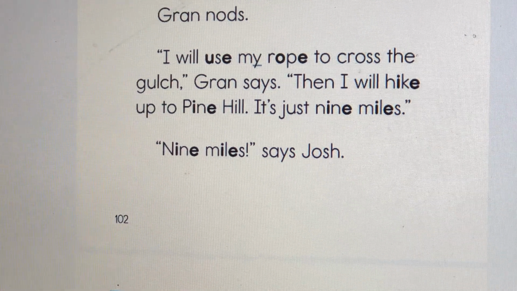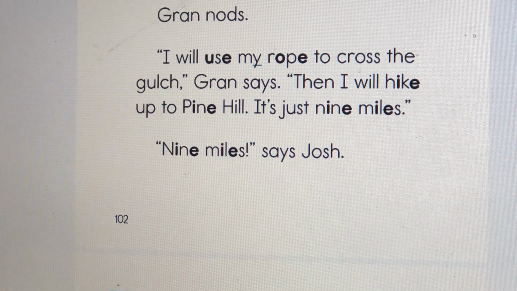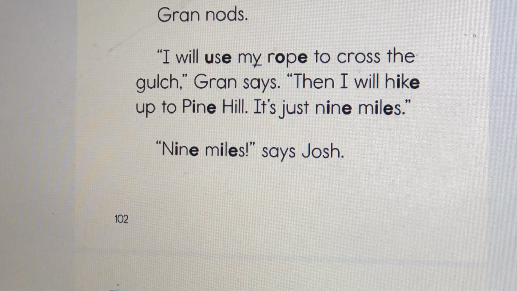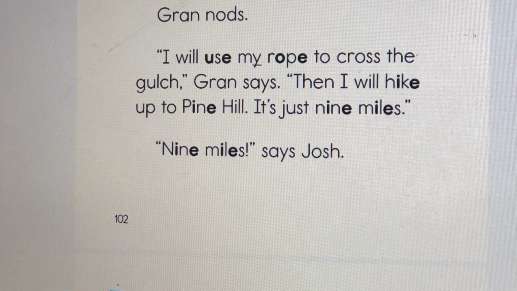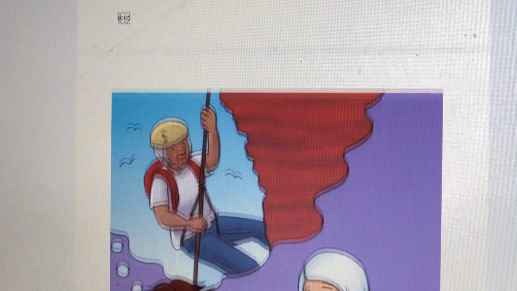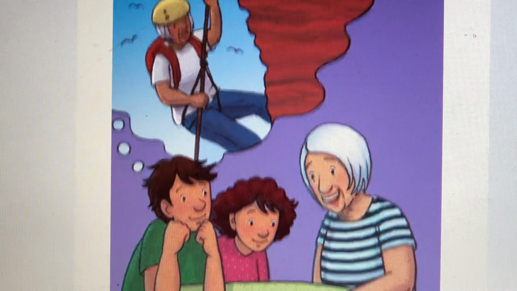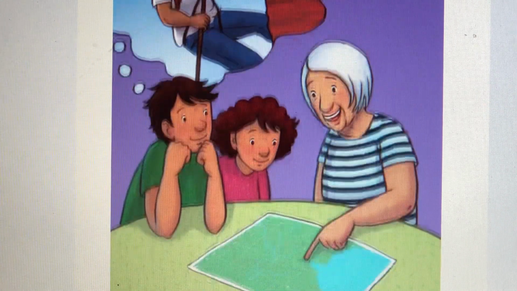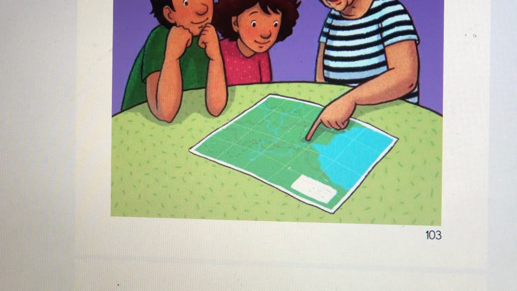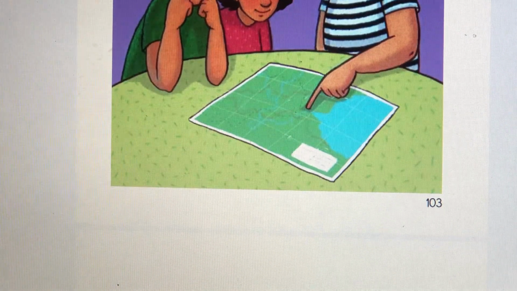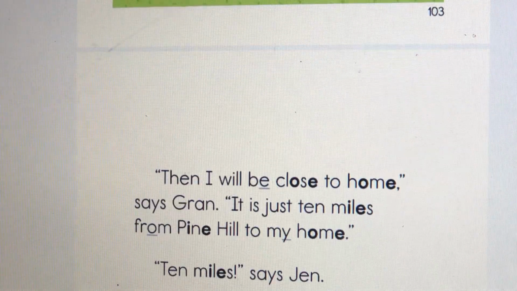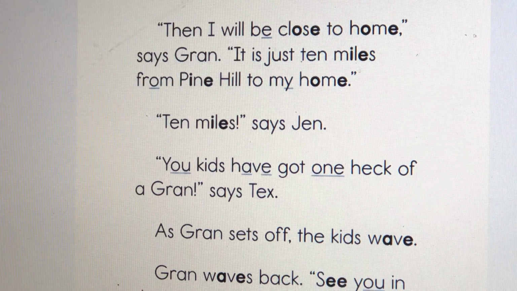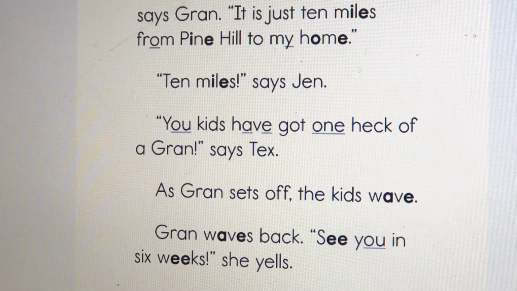Now, Josh probably doesn't do much walking, so that's a lot for him. But since Gran has done so much, 9 miles and riding her bike is not very hard for her because she must be used to doing these things. So look at her taking the rope to go over the gulch. And that sounds funny to say gulch. And she's showing the kids on the map. So they're going back home, and she is going home too. They're going in a truck, but Gran is going all kinds of ways. She could have just taken a plane home, but I guess that wouldn't be too much fun for Gran.